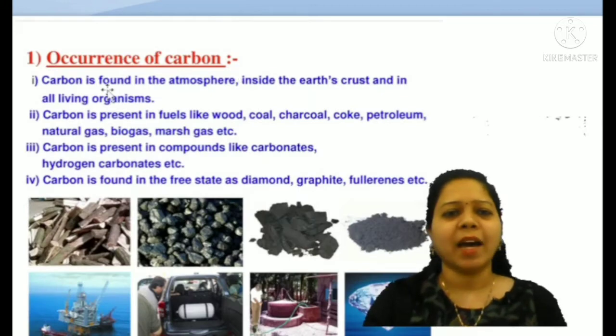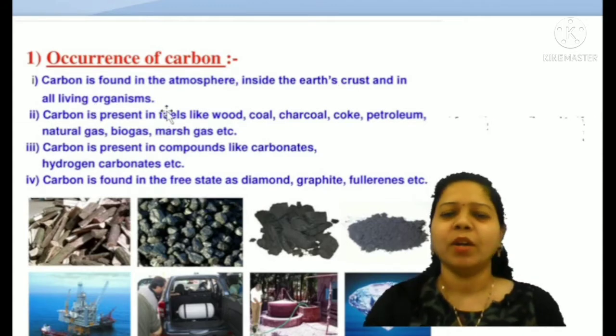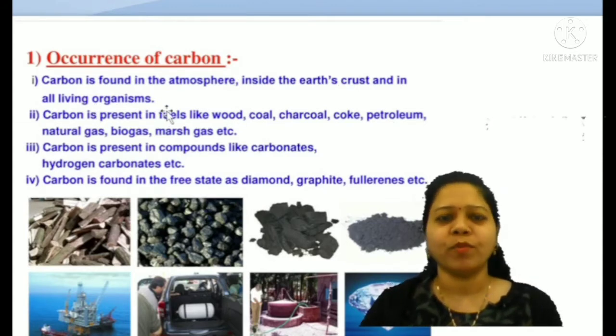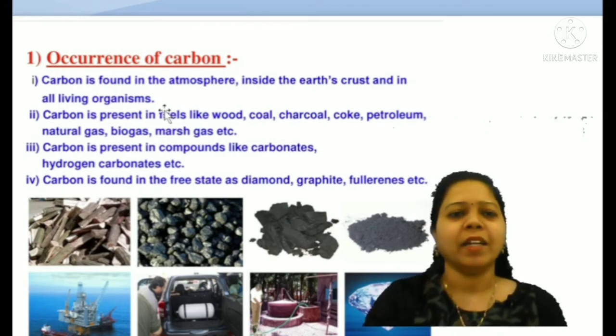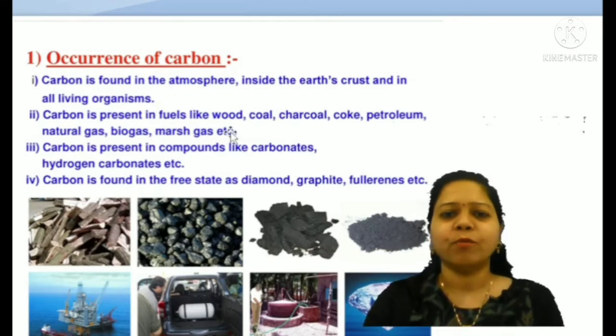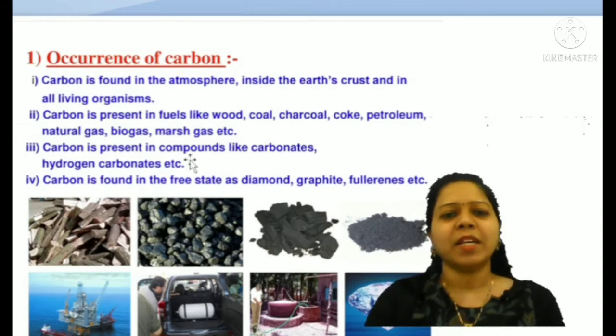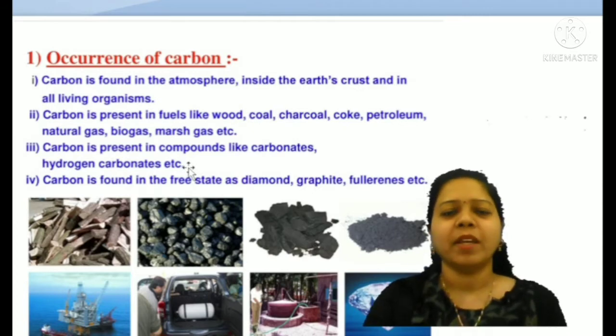Occurrence of carbon. See, carbon is found in the atmosphere, inside the earth crust and in all living organisms. We know that carbon is present in the atmosphere in the form of carbon dioxide and carbon monoxide, as well as inside the earth crust and in all living organisms in the form of protein, fat and lipid. Carbon is present in fuels like wood, coal, charcoal, coke, petroleum, natural gas, biogas, marsh gas, etc. Carbon is present in compounds like carbonates, hydrogen carbonates, etc.